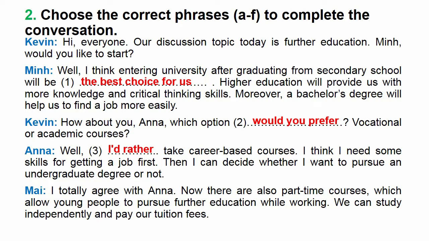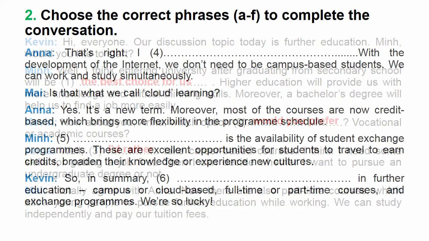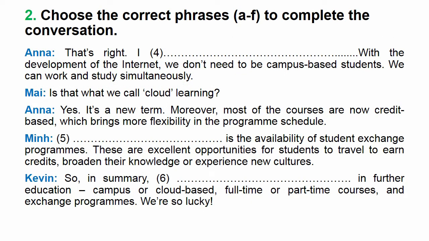I totally agree with Anna. Now there are also part-time courses which allow young people to pursue further education while working. We can study independently and pay our tuition fees. That's right. I prefer online and distance courses. With the development of the internet, we don't need to be campus-based students. We can work and study simultaneously. Is that what we call cloud learning? Yes, it's a new term. Moreover, most of the courses are now credit-based, which brings more flexibility in the program schedule.